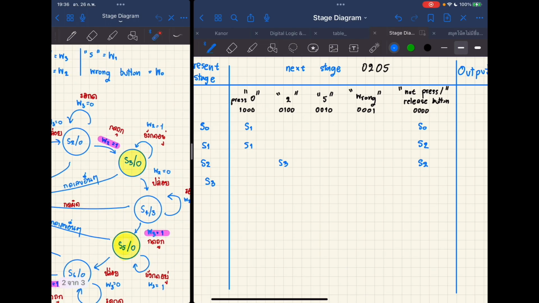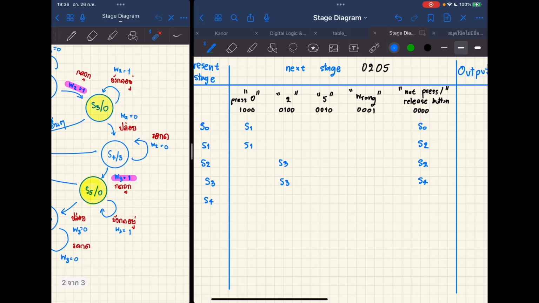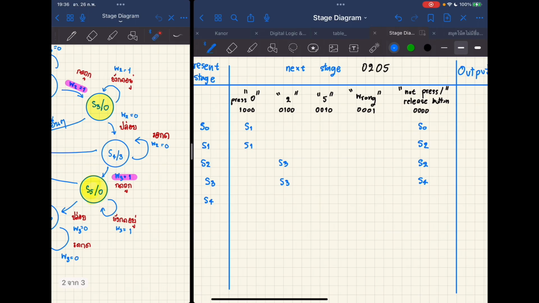Stage 3, if we still press 2, it will still be on stage 3. And if we release, it should go to stage 4. And stage 4, when we release and do not press anything, it should stay on stage 4.